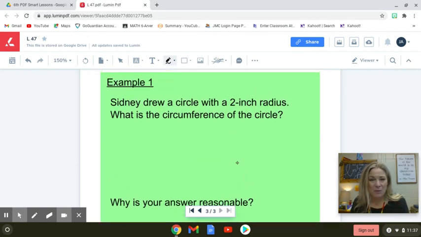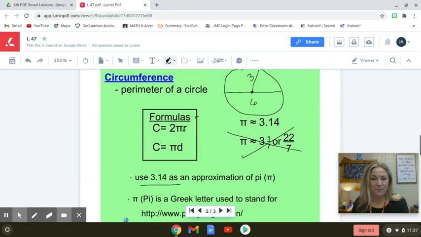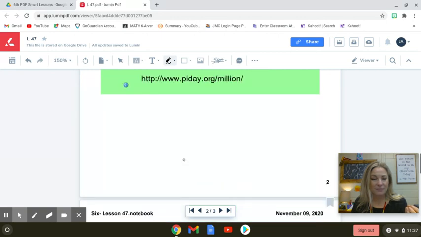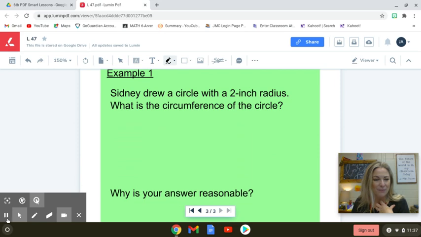This is the only example we're going to do together today. Sydney drew a circle with a 2-inch radius. What is the circumference of the circle? So go ahead and pause your video and please try this. I don't care which formula you use, C equals 2 pi r or C equals pi d. Solve this problem and unpause when you're ready to check my work.